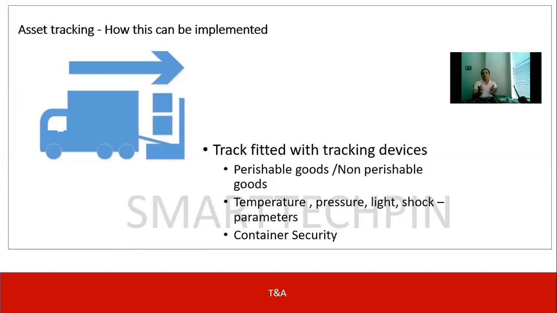So typically, you can have one gateway and you can connect multiple sensors and devices, whether it is an OBD parameter or asset tracking. This is how you basically track the goods within the container. And one more thing I have mentioned, that is container security.